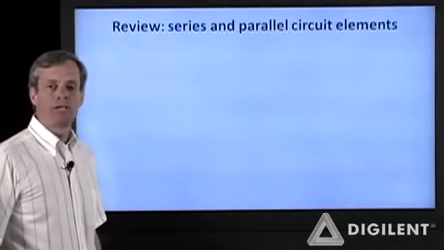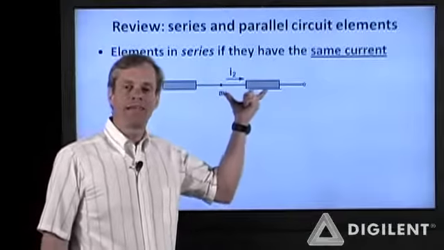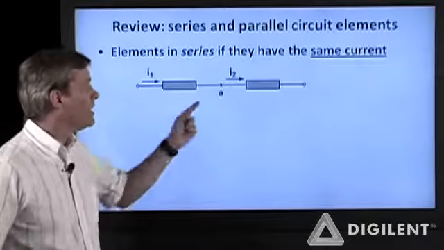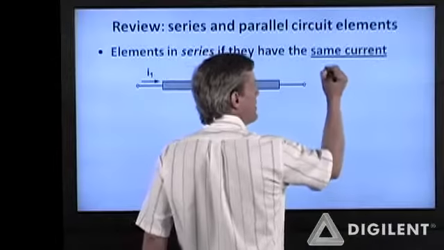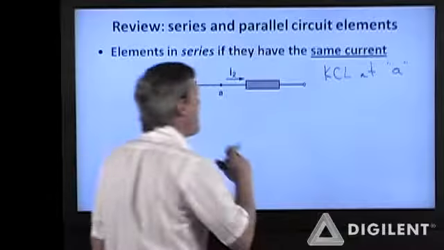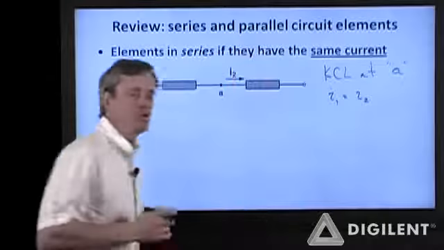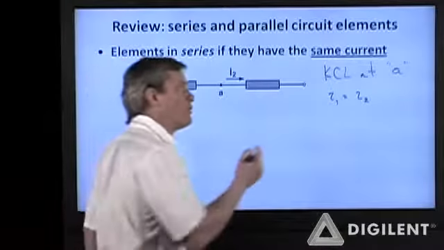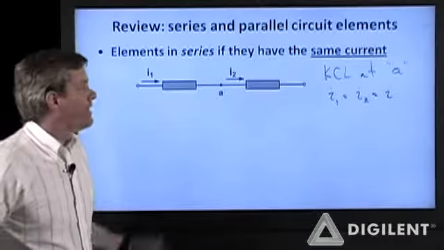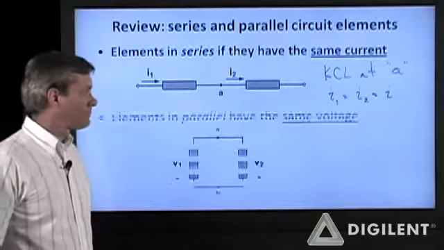Okay, series and parallel circuit elements. Circuit elements are said to be in series if they carry the same current identically, if they always have the same current. For example, if I do KCL at node A here, I'll find that the current I1 is equal to the current I2 always. So those can be replaced with a single unknown I, and then we have eliminated one unknown from this system.